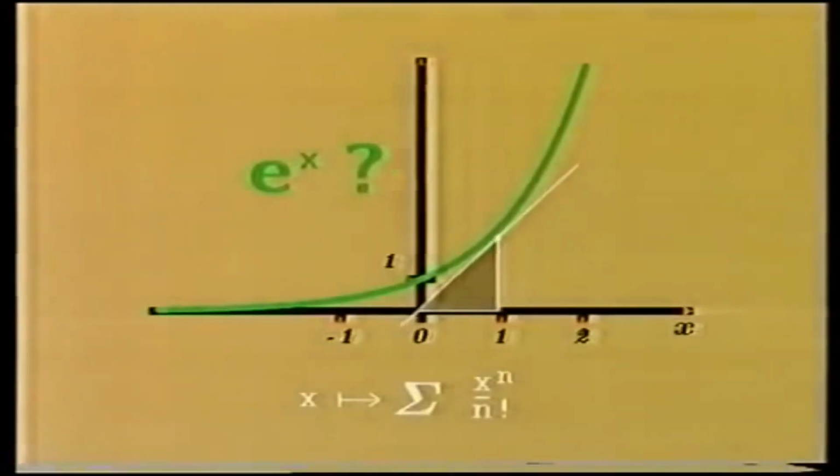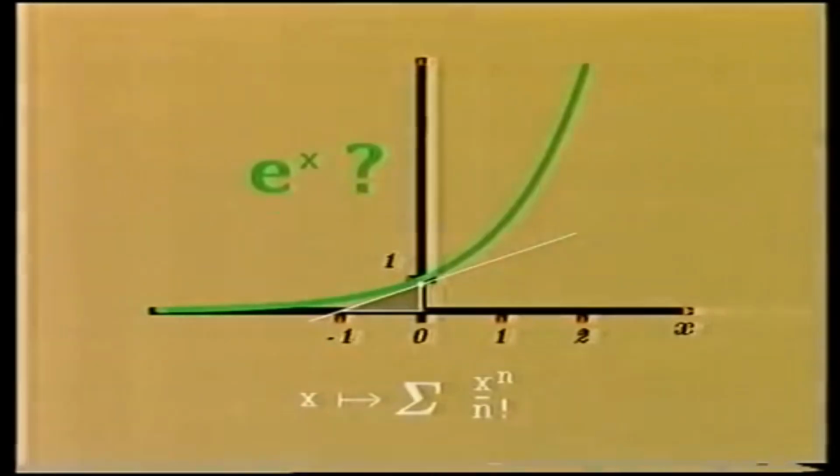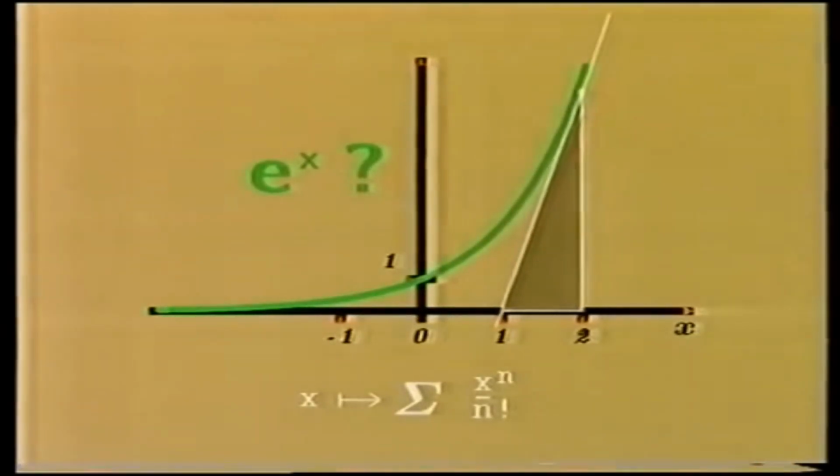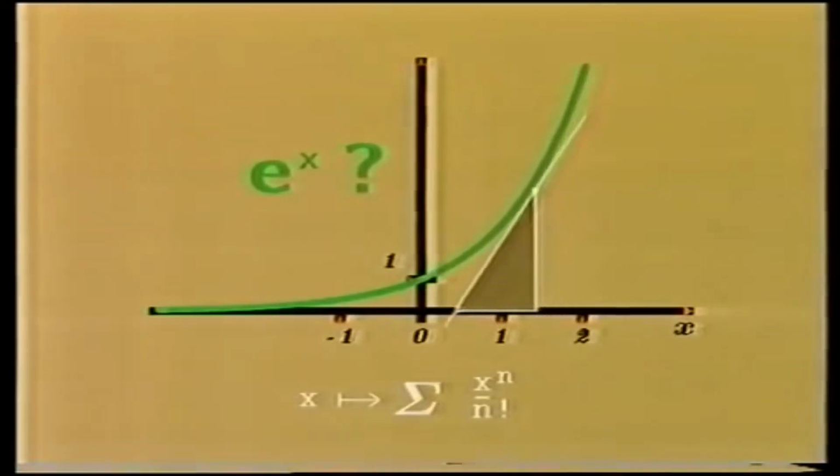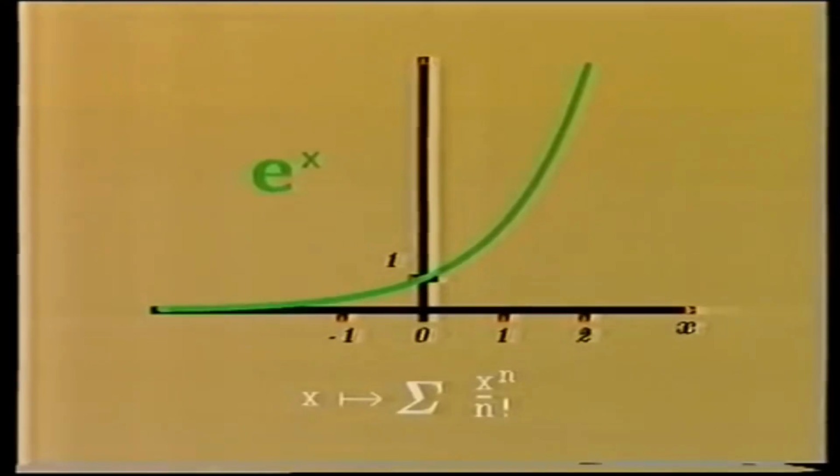Watch what happens as the tangent moves. The base length does stay of length 1. So this curve is the graph of e to the x, and e to the x is the series sigma x to the n over n factorial.